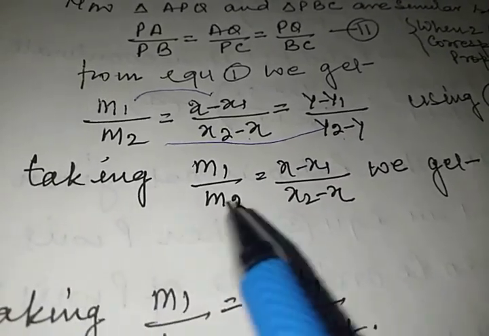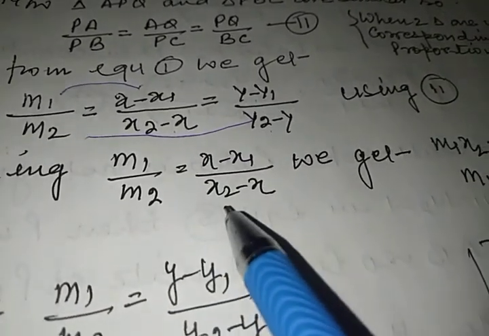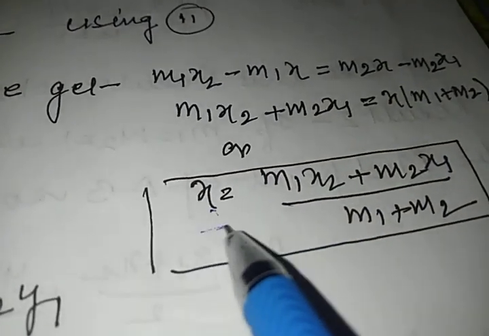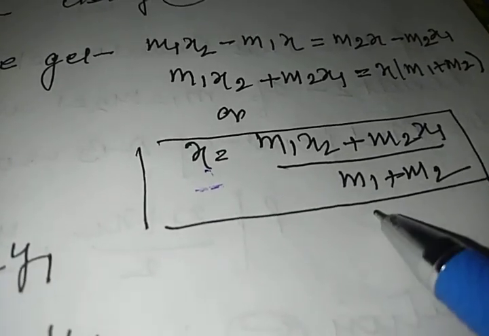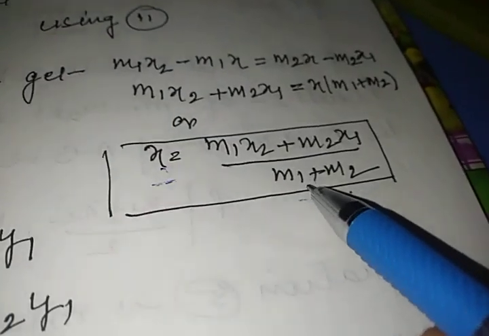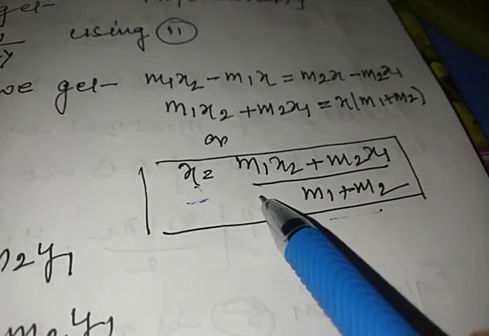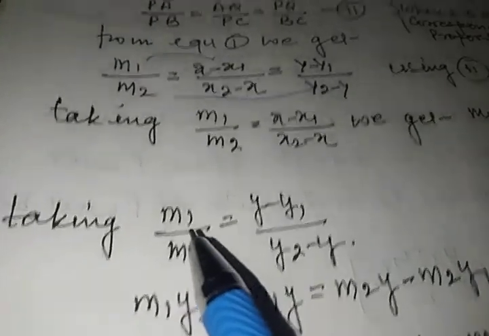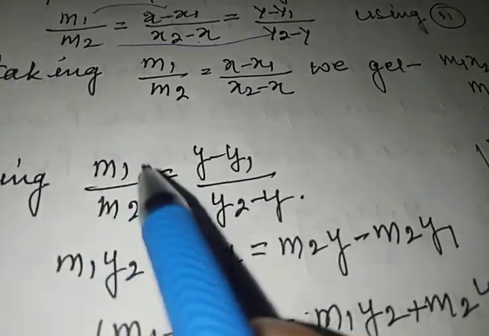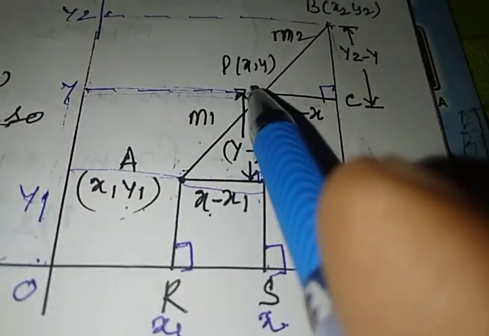Taking M1 upon M2, X minus X1, X2 minus X, this pair, we get X is equal to (M1 X2 + M2 X1) upon (M1 + M2), right? So this is the X coordinate for the point P. Then the second pair, M1 upon M2 is equal to this. Just remember that we have to find X and Y only.